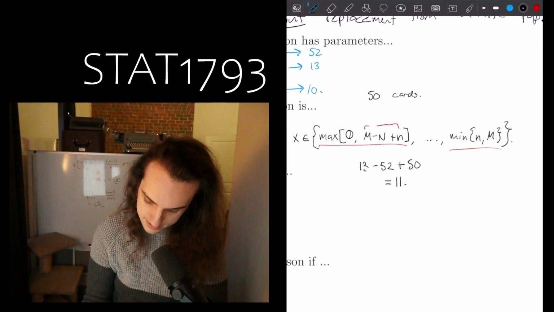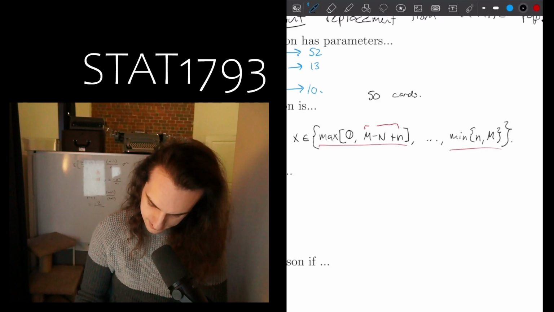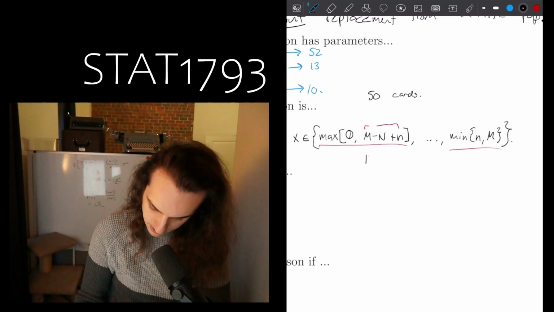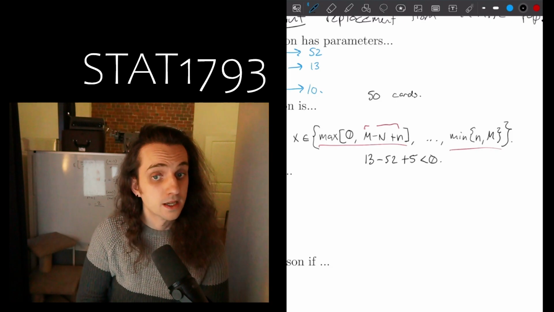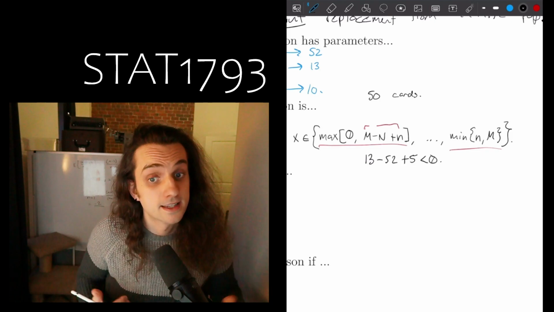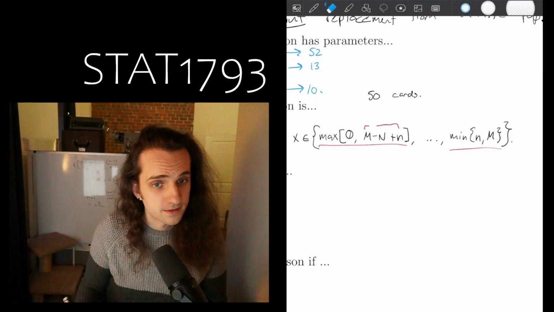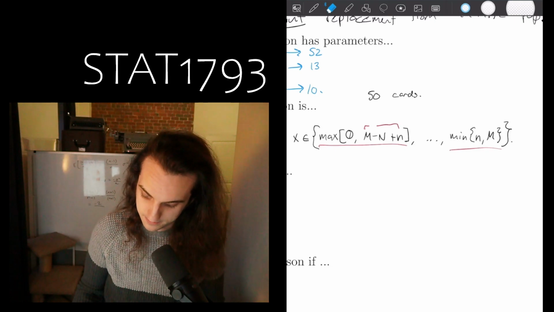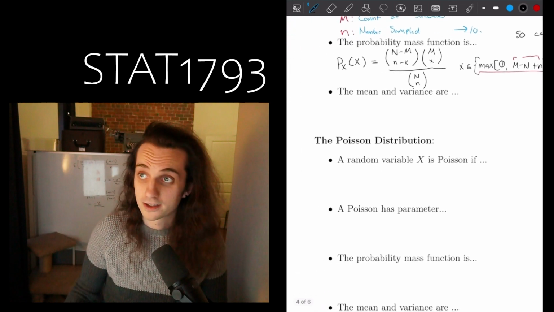Well, for most cases, if you think about, say, only drawing 5 cards, then we're going to have 13 minus 52 plus 5. This is going to be a number that's less than 0. But of course, you can never get less than 0 spades, and so you need to take the maximum there. Hopefully that made a little bit of sense. Again, sit down with the card example and look at it otherwise. But that's going to be the range we're looking at.